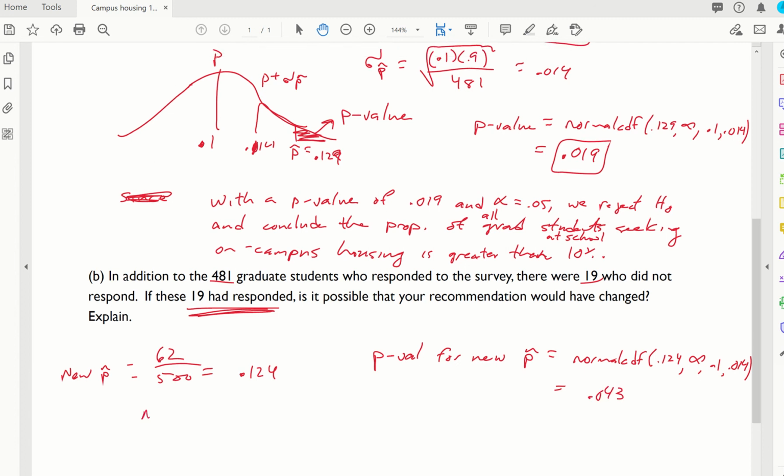So the answer is no. The p-value is still below alpha, less than alpha. So we still conclude we need more housing.